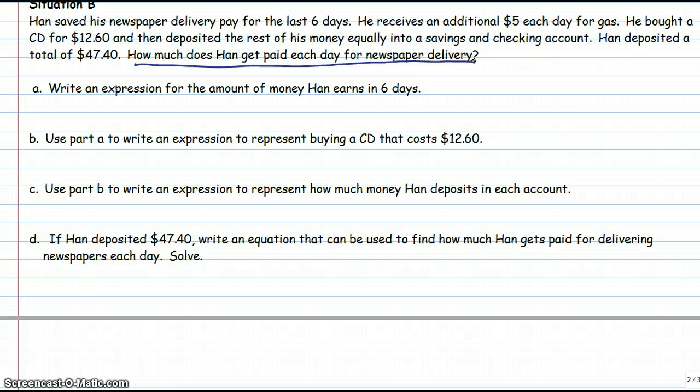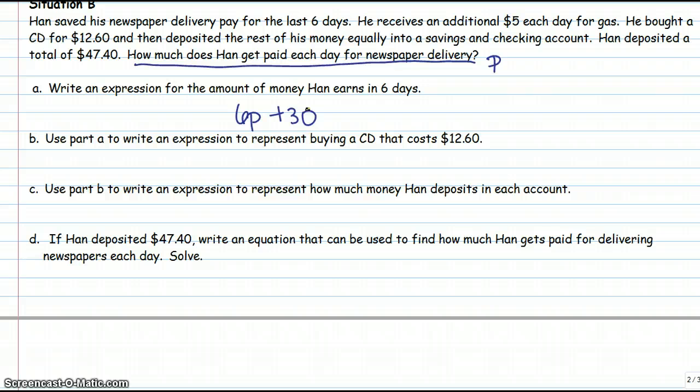Okay, write an expression for the amount of money Han earns in 6 days. Well, if P is the amount he gets paid each day, then he's going to earn 6P for his delivery pay, but he's also receiving $5 each day for gas. So since it's 6 days, he's earning a total extra of $30.